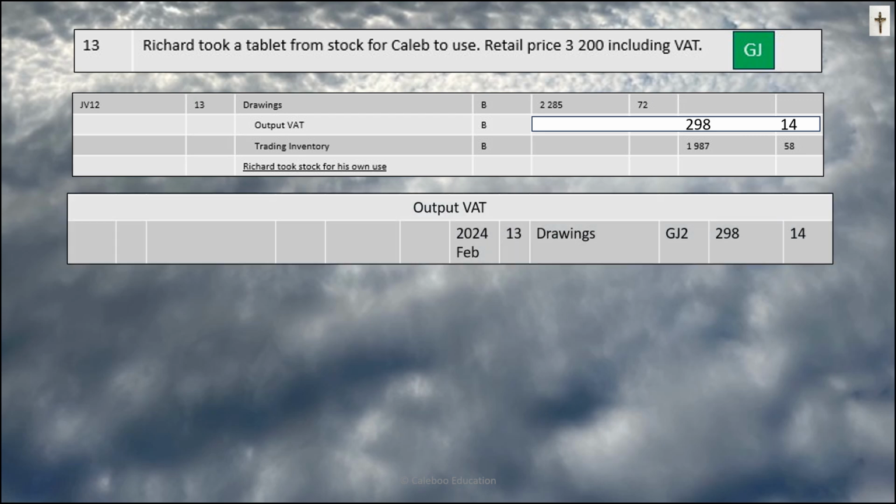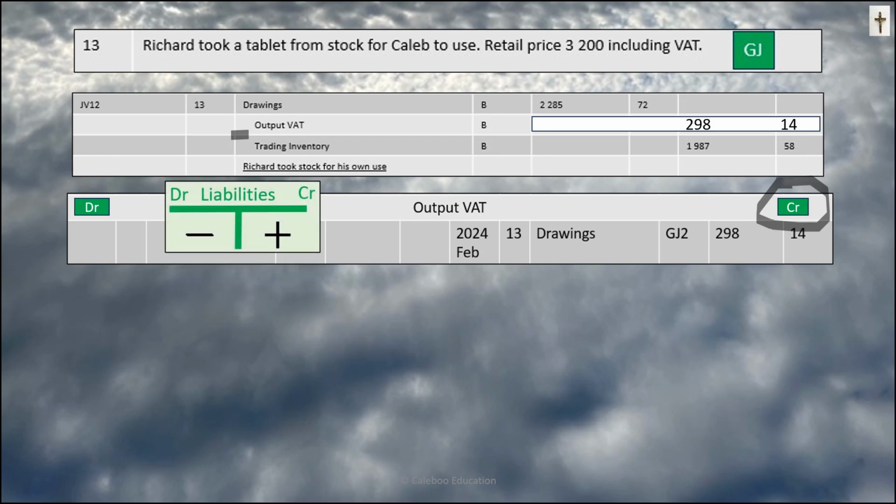So output VAT was credited, and the reason is output VAT is a liability. The liability increased. The rule says the account must get credited. The contra account is drawings, and where did we get the information? From the general journal. And I showed you how to calculate the 298 and 14 cents.